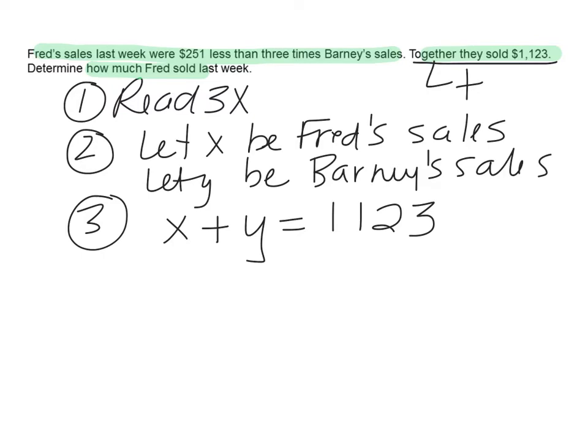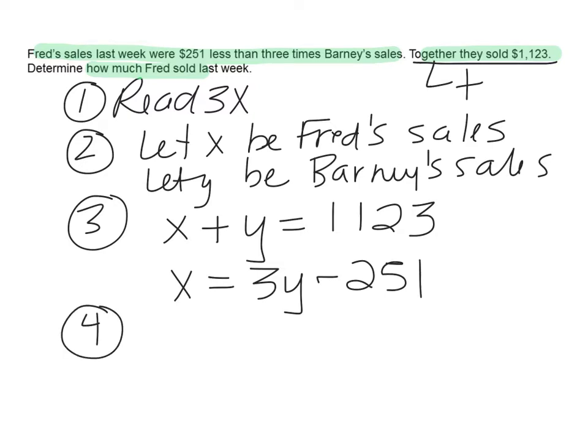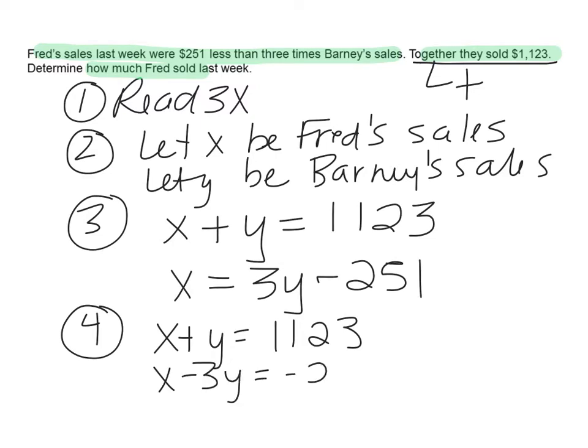Now in the first sentence that we have, it says Fred's sales last week were, so that denotes that X is equal to 251 less than 3 times Barney's sales. So 3 times Y minus 251. Now, that gives us our translation of our equations, but we do need to rework these equations as well. So we'd have X plus Y is equal to 1,123, and then we would have X minus 3Y is equal to negative 251.